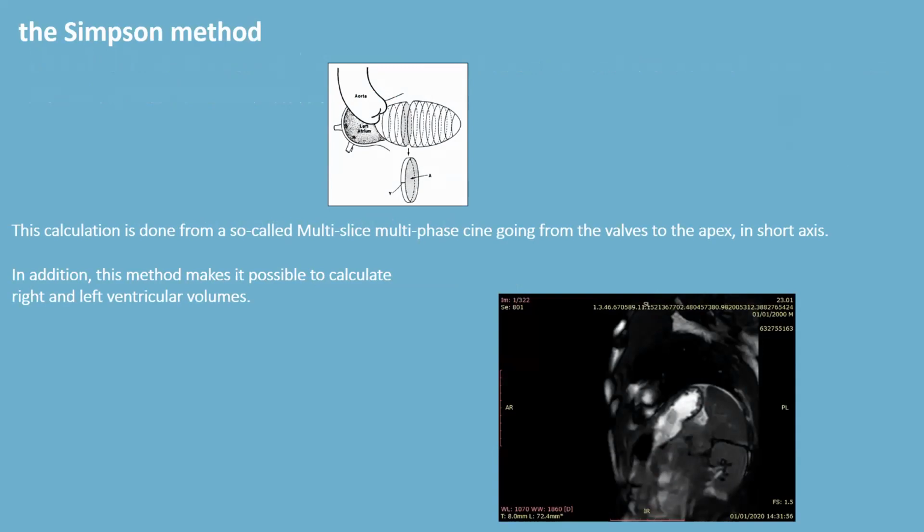The Simpson method is based on the fact that the volume of a complex 3D model can be quantified by cutting it into small slices; adding the volume of each separate section gives the total volume. This calculation is done from a so-called multi-slice, multi-phase cine, going from the valve to the apex in short axis. In addition, this method makes it possible to calculate right and left ventricle volume.